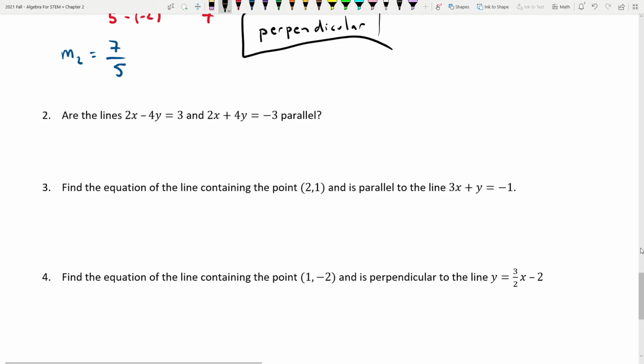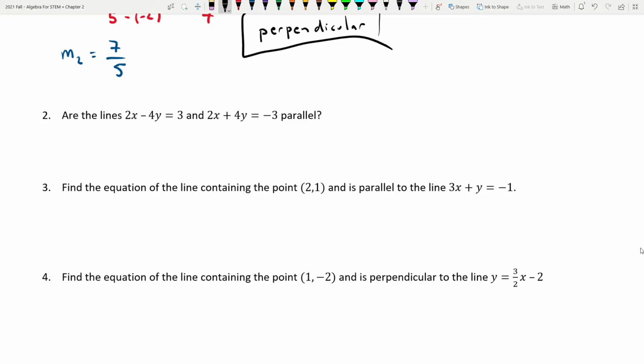For our next example, number 2, let's try to figure out whether the lines 2x minus 4y equals 3 and 2x plus 4y equals -3 are parallel. If they were parallel, they have the same slope. So we want to figure out if they have the same slope. How do we find the slope? Well, the easiest way is to put each line in slope-intercept form, and we can read the slope off that way.